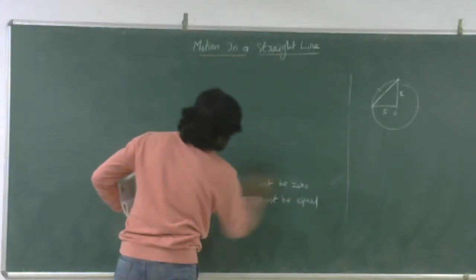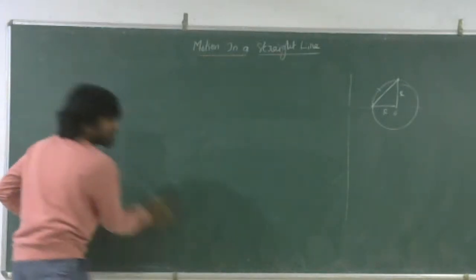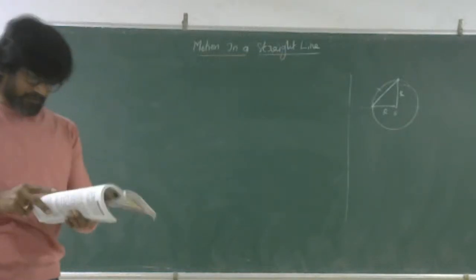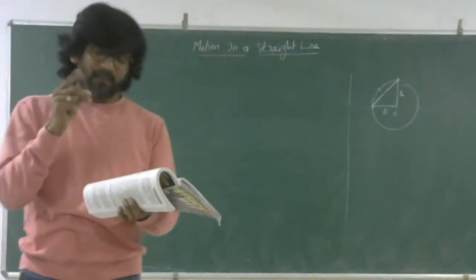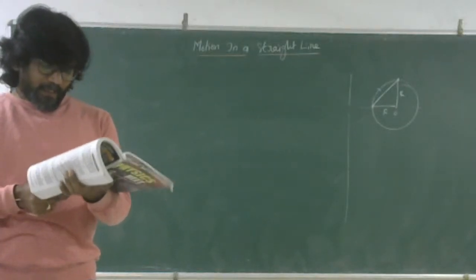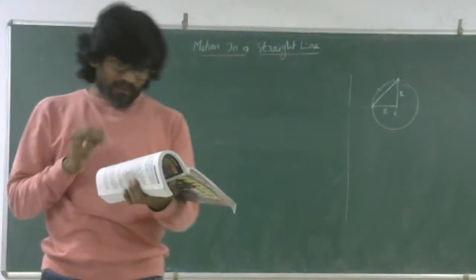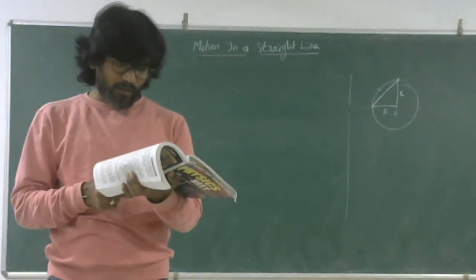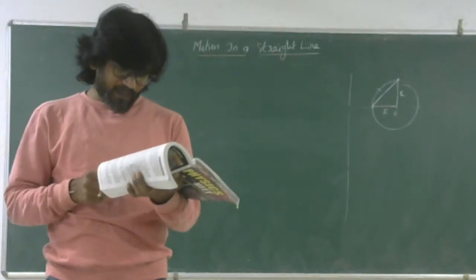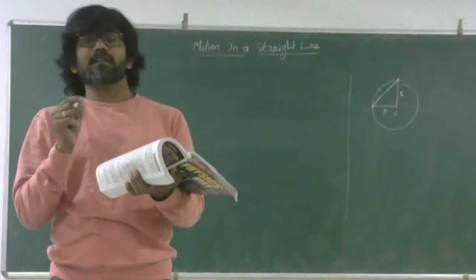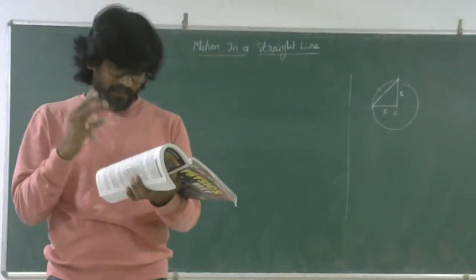So level 2, exercise 1, question number 1. Let me read the question once. Those who do not have the question can note it down. The question is: a person moves 30 meter north and then 20 meter towards east and finally 30 root 2 meter in the southwest direction.